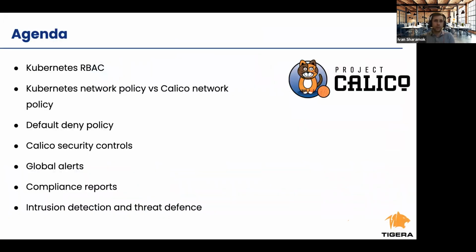In this talk, I'm going to go over these topics: briefly cover Kubernetes RBAC without doing any deep dive, and then compare Kubernetes network policies to Calico network policies, briefly touch on default deny policy implementation, and then talk about the security controls that Calico offers with a few example slides for global alerts and compliance reports. And also briefly mention the intrusion detection and threat defense capabilities that Calico Enterprise provides.